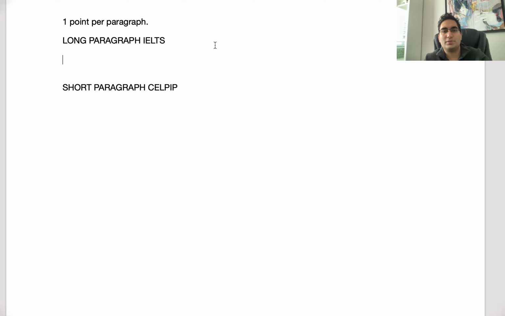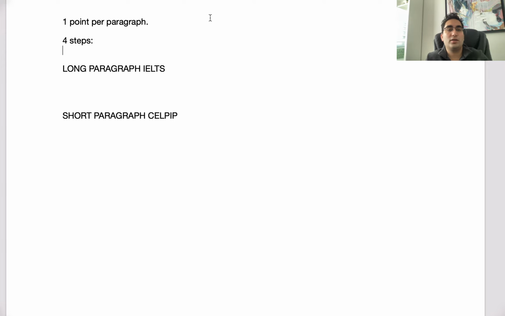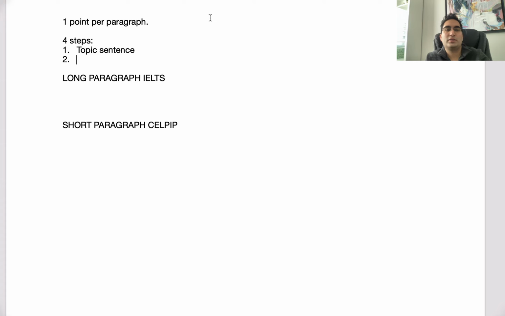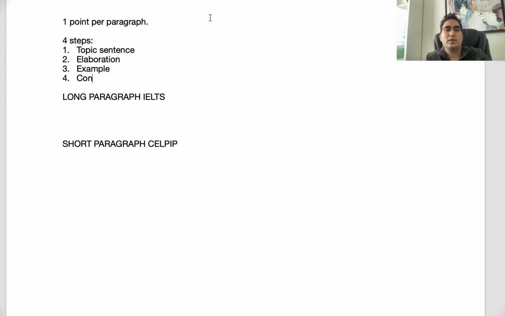Now, what are the 4 steps? Let's write this up here. Okay, 4 steps, and it doesn't matter if it's a long or short paragraph, you always want to follow these things. First one is topic sentence. The second one is elaboration or explanation. Third one is example, and the 4th one is the conclusion. Some people call it concluding a sentence, but I want to say conclusion because sometimes it is a whole sentence and sometimes it's just a short conclusion. Okay, it's like mixed up with another sentence, so sometimes it doesn't stand on its own as a sentence.